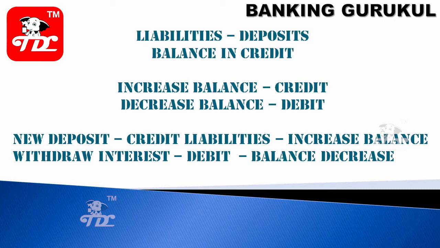When a new deposit is taken from the customer, you will credit the liabilities account and the balance will be increased. Automatically, the deposit account or savings account will be credited and your balance will be increased. When the customer withdraws money or withdraws the interest, your balance will be decreased. So liabilities are always in credit balance. To increase the balance, credit. To decrease the balance, debit.